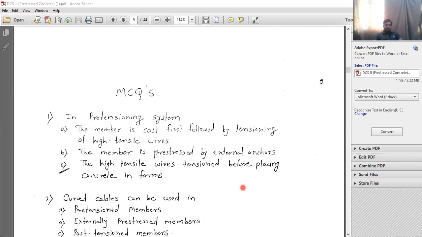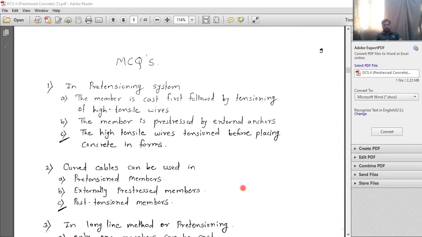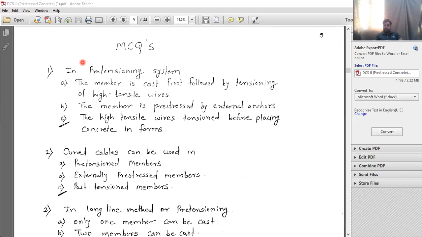After this, we will move to the MCQs. This is the first MCQ. If you want, you can take a screenshot. This is very important. In a pre-tensioning system, the member is cast first, followed by the tensioning of the high tensile wires.